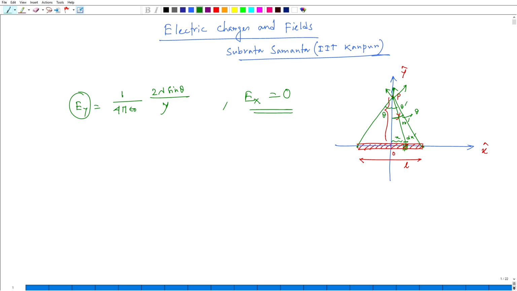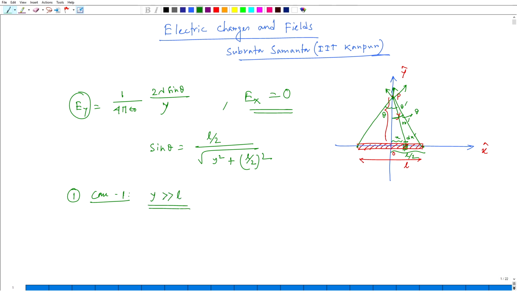Now we put in the sin theta value. We know that sin theta is L by 2, divided by the square root of y squared, the perpendicular distance, plus L by 2 squared. Now let us take the limiting case where the distance y is very much greater than L.